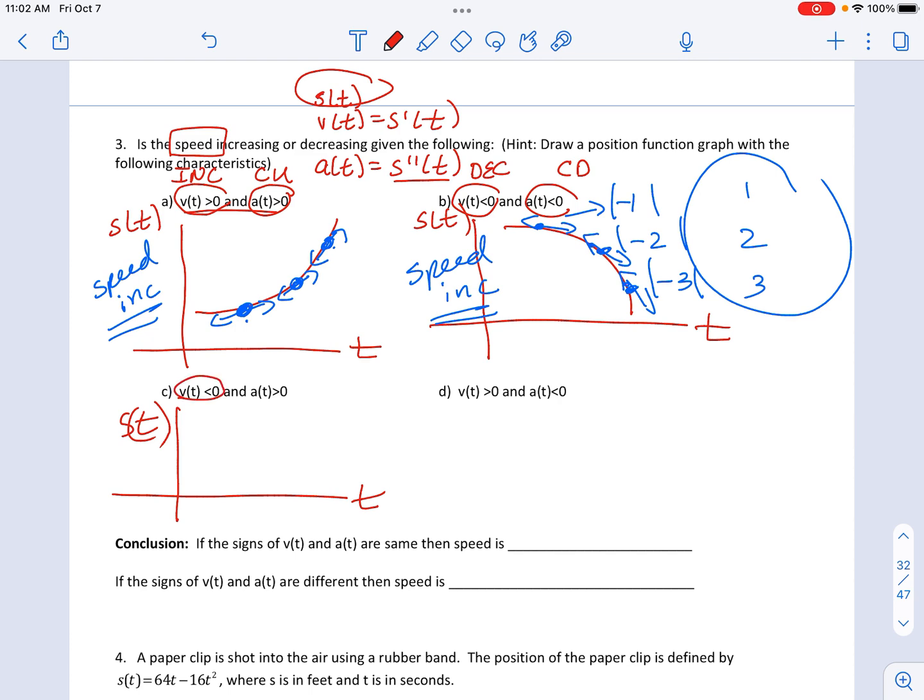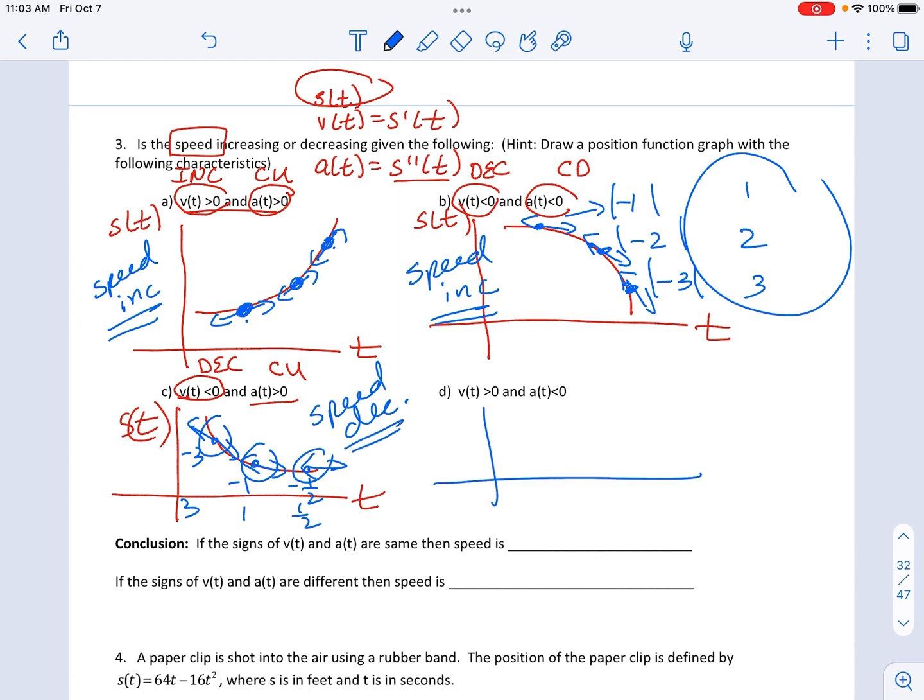If velocity is negative, that means I want a decreasing curve. Acceleration positive, second derivative, so I need concave up. So this graph looks something like this. Let's look at our speed, or the slope of this graph. Again, I'm just making up some numbers. Let's say this is -3. This would be something like -1. This would be -1/2. But the absolute value of these numbers is getting smaller, so I would say speed is decreasing.